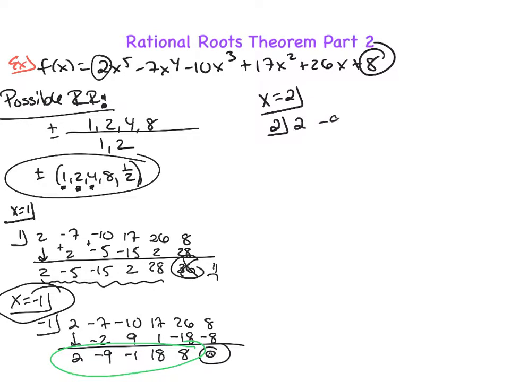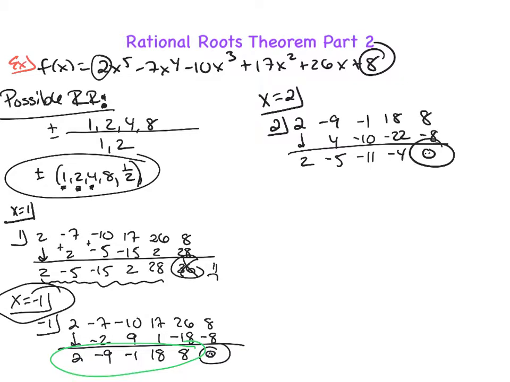instead. So 2, -9, -1, 18, and 8. That is still too big for me to try to factor. Bring down the 2 and start multiplying by the number in the box. So 2 times 2 is 4, plus negative 9 is negative 5. Times 2 is negative 10. Negative 1, negative 10 is negative 11. Times 2 is negative 22. We'll add 18 and negative 22. We get negative 4. Oh, this is looking great. 2 times negative 4 is negative 8, which gives a remainder 0 again.